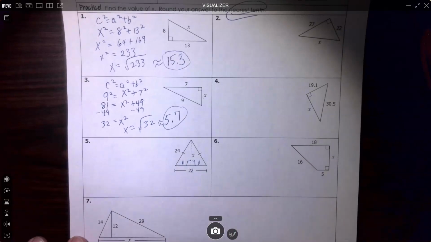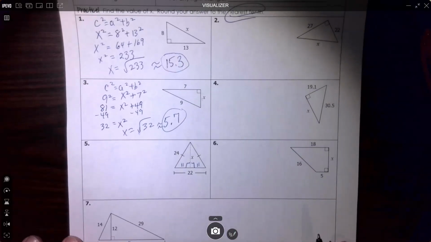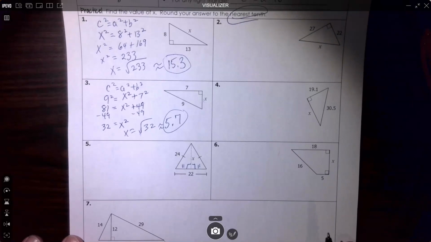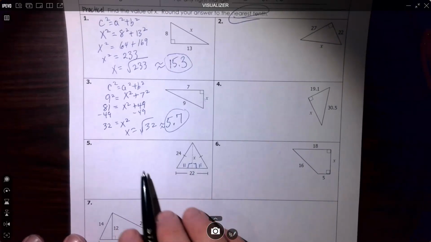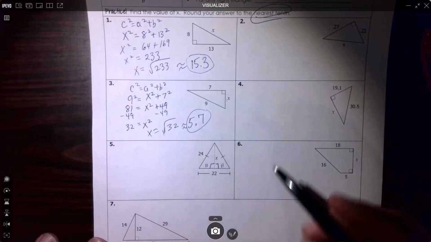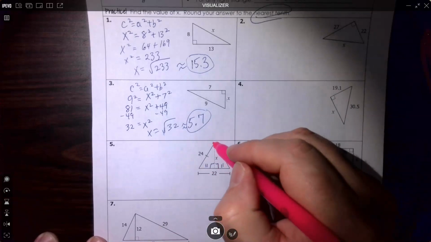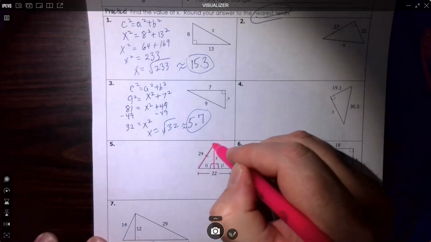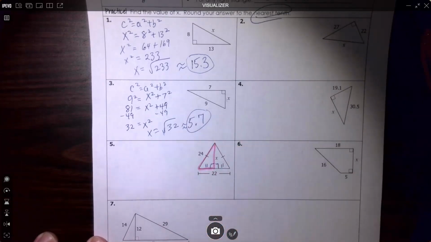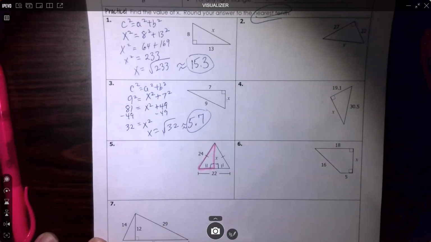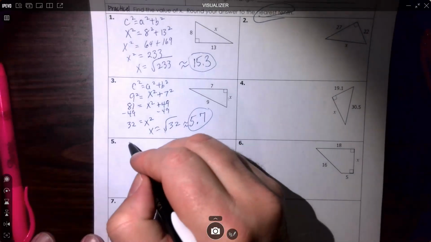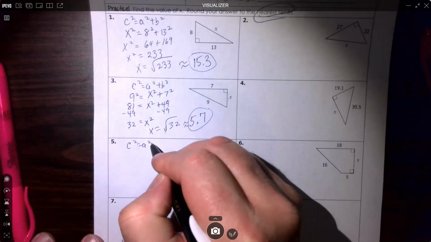Because we skipped up to some of the other chapters without doing others, I have to kind of fill in the blanks as we go. When I do this, I am now going to focus on one of the triangles, because all I'm worried about is x. So I'm going to do that triangle right there. It looks like I'm going to do c squared equals a squared plus b squared.